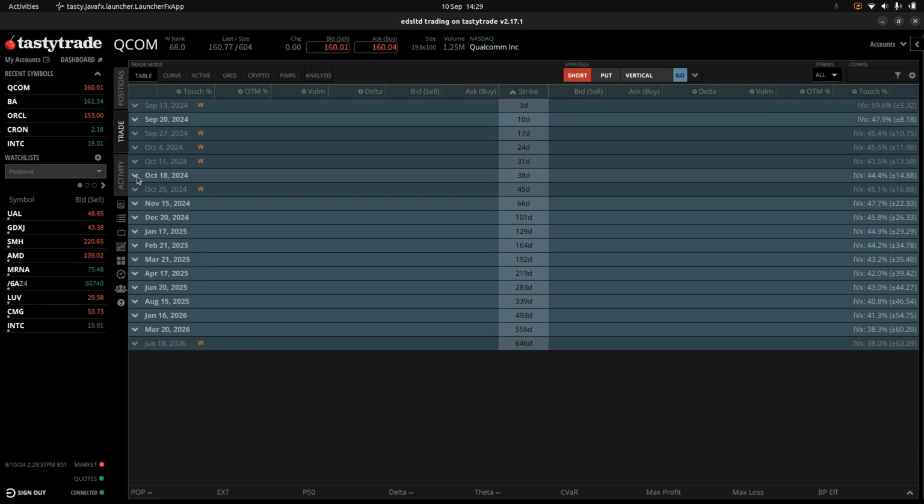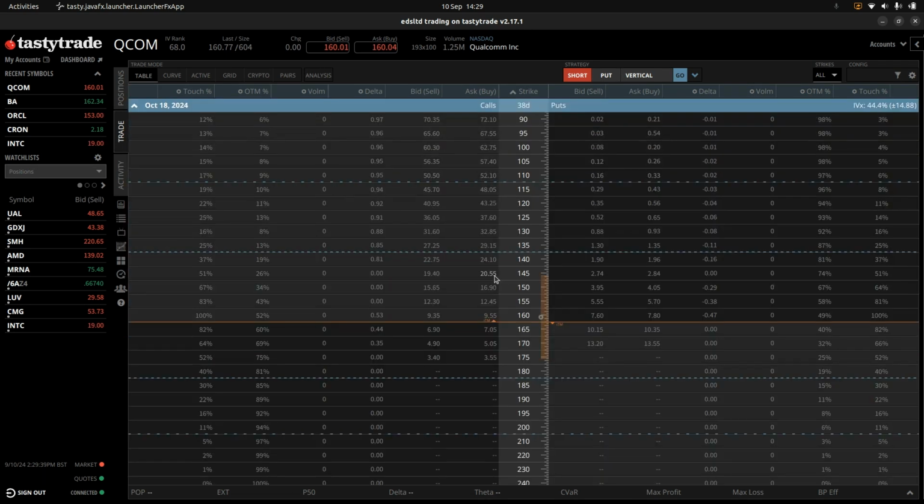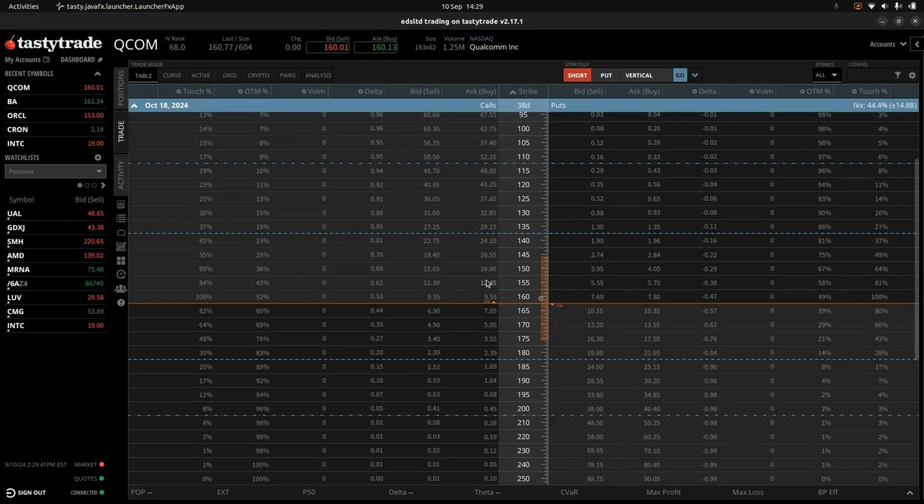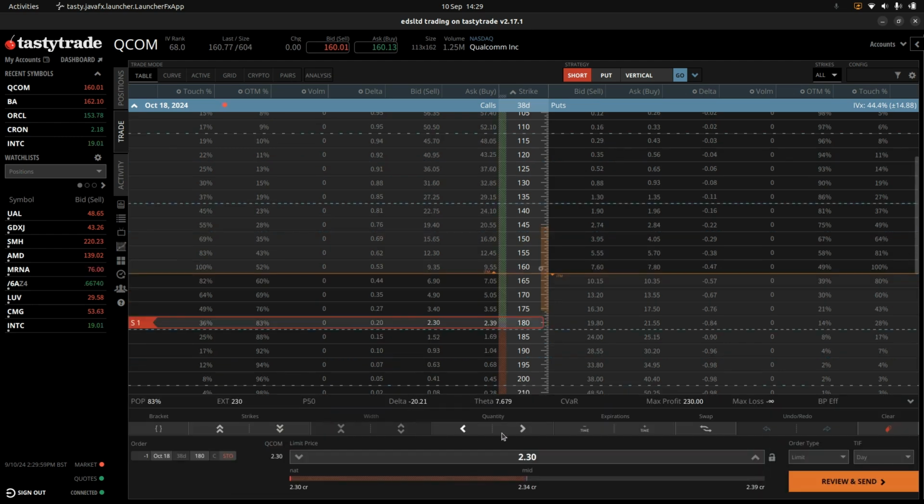Of course, 38 days out, October 18th. Now we are presented with the options chain. This orange bar here shows you the expected move of QCOM over the next 38 days. So what we want to do is find the delta column, and we want to be somewhere between 16 and 20 deltas. We can see here 20 delta on the call side, which is the 180 strike.